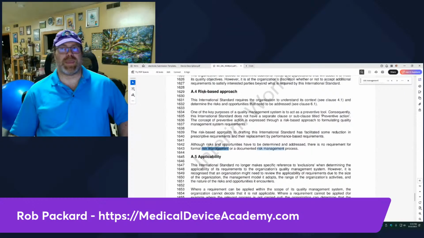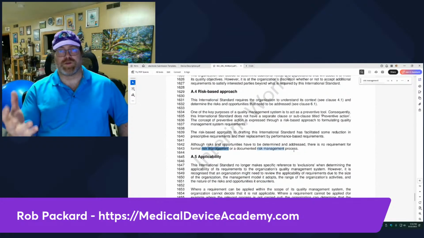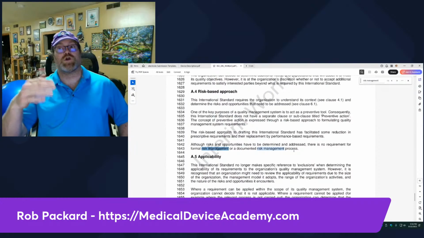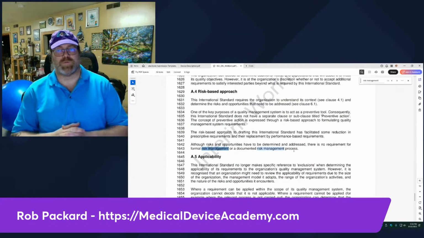When we go to Appendix 4, subsection 4, we have a risk-based approach. They go into more detail, but at the very end of it, they say, although risks and opportunities have been determined and addressed, there is no requirement for a formal risk management or a documented risk management process. So they're saying right in 9001, you don't have to have a documented process, but in 13485 you do. And in some countries like Europe, you have a very prescriptive requirement about how you have to do it that even deviates slightly from 14971, going above and beyond what 14971 requires.